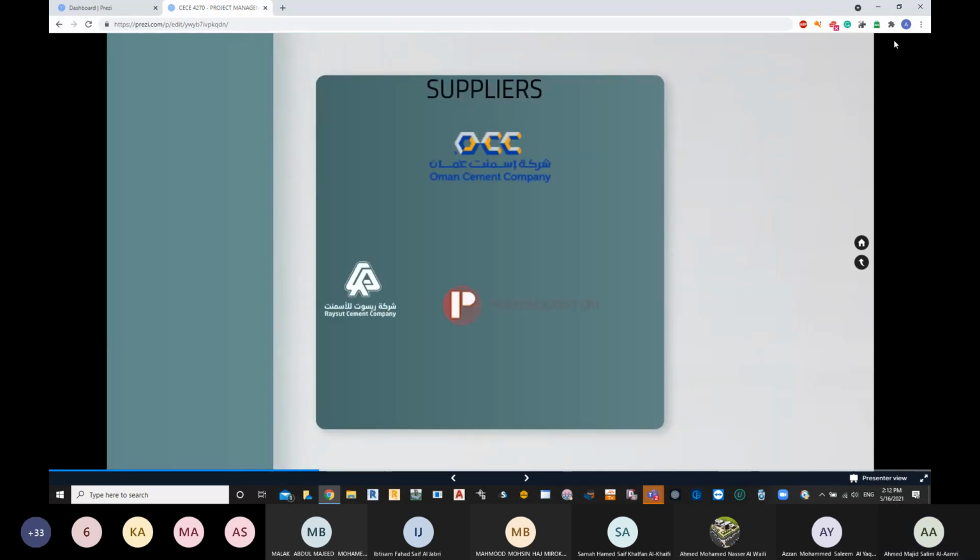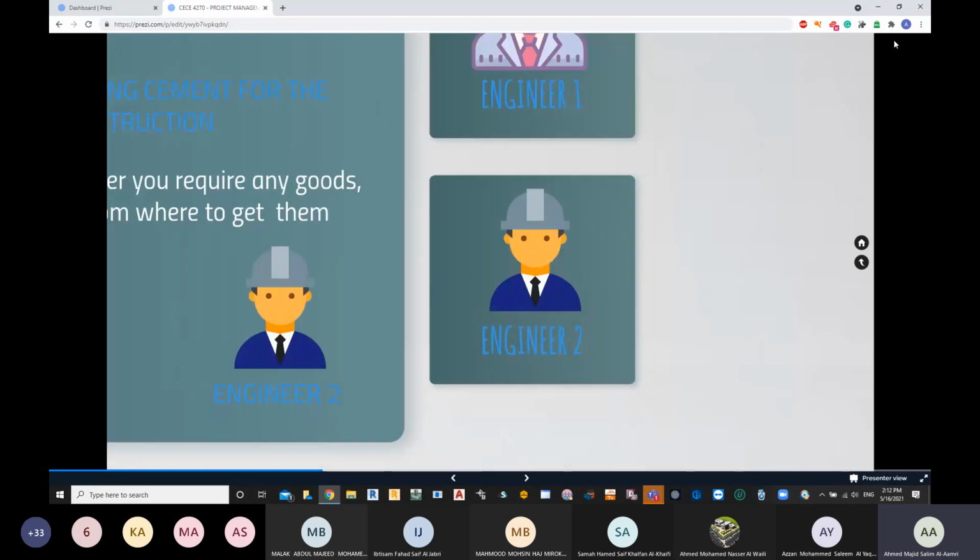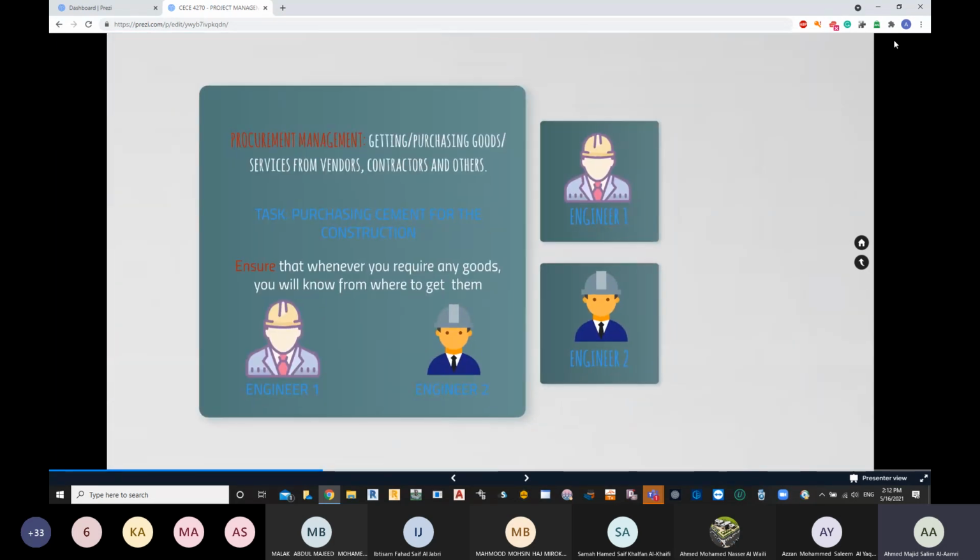Engineer number two has different suppliers like Bioneer Cement, Raysut Cement, and Oman Cement. Furthermore, he has in his database different types of cement from different companies. Now, which one would be better? A person who has only one company in his database, or a person who has different companies and different options? Which one would be better? Why would engineer two be better?